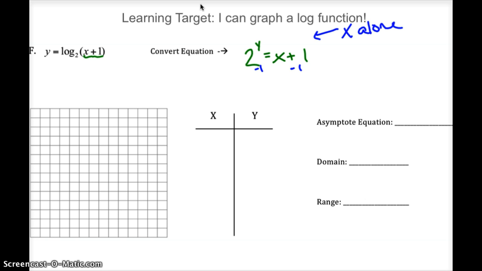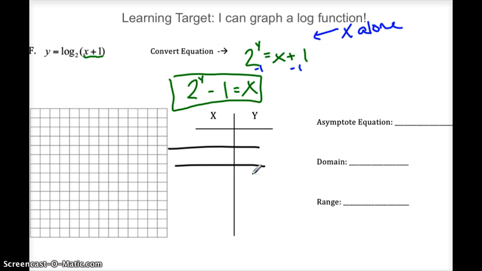Okay, and notice how I'm going to write this. 2 to the power of y, that quantity, minus 1. So it's a big minus 1. It's not a minus 1 up with the exponent. Okay, so notice that difference. So this is the equation we're going to be using in our table.